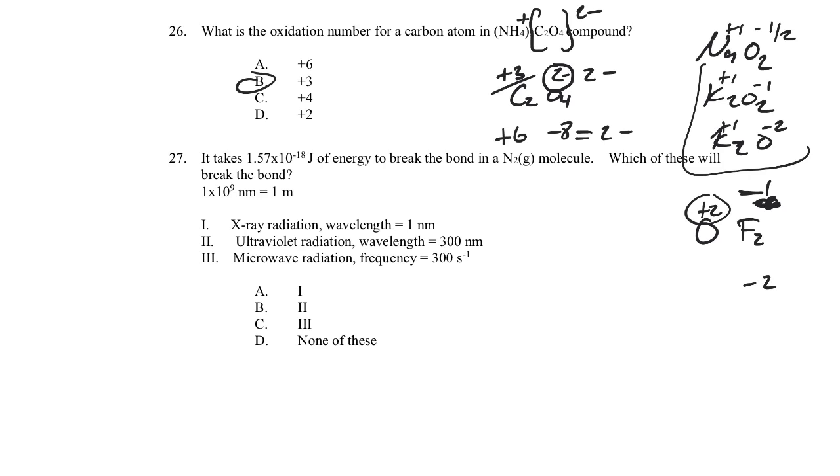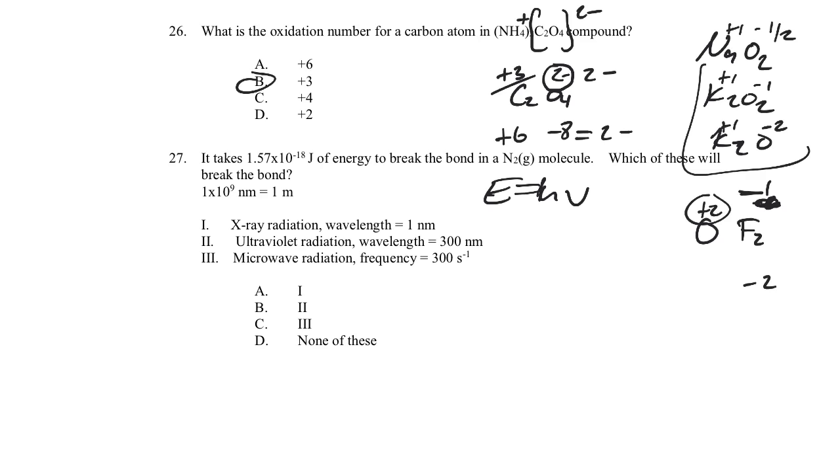Okay, if it takes 1.57 times 10 to the -18 joules to break the bond in an N2 molecule, which of these will break the bond? Okay, so we're given multiple different types of radiation. So we get the energy per one single molecule. E is equal to h nu.